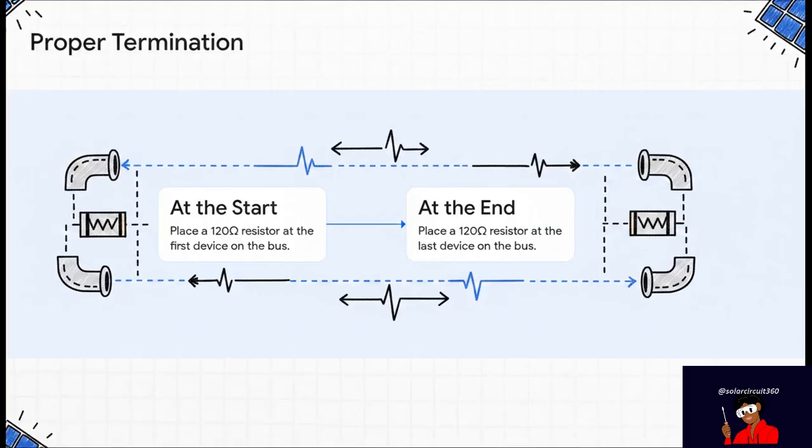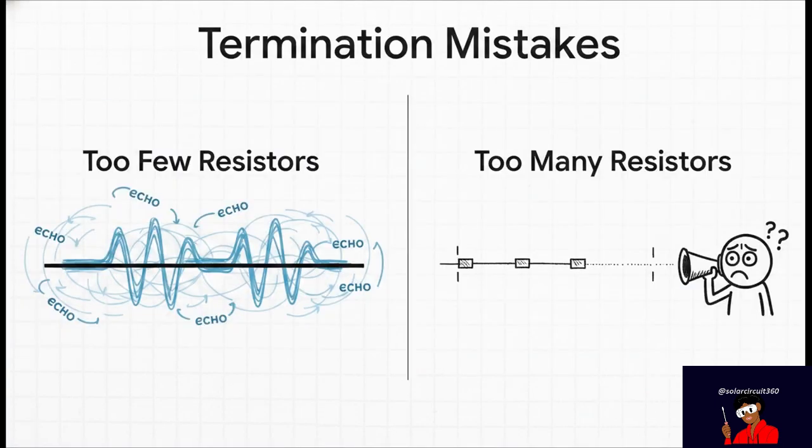Now, the most crucial point here is where you put these resistors. This is where a lot of people mess up. They do not go on every single device. You only place one at the physical beginning of the communication line and one at the physical very end of the line. Think of it like putting a cap on both ends of a pipe. This makes sure that no matter which direction the signal is traveling, it always hits a terminator and never an open end.